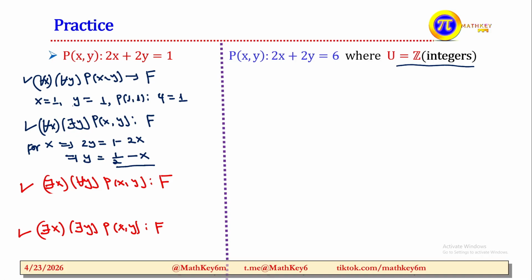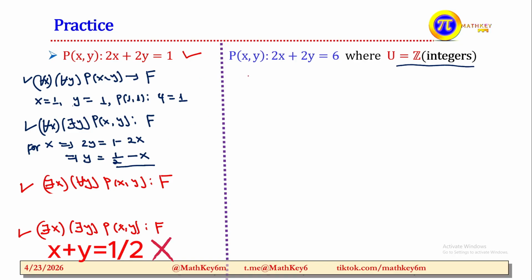2x plus 2y is equal to 1. We can't find at least one x and y that satisfies this condition, since 2 times x plus y cannot equal 1. You have to check this one. If you take x as 1, 2 times 1, and y as negative 1, it becomes 0. So we can't find any x and y that satisfies this condition. Because of this, in all cases, the statement p of x, y, 2x plus 2y equals 1, is false for x and y in the universe of integers.